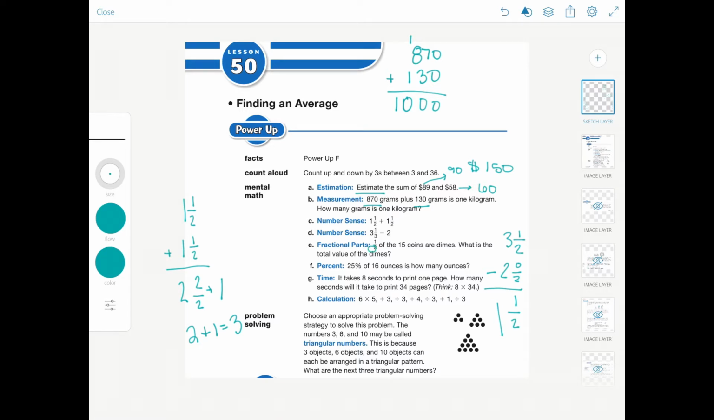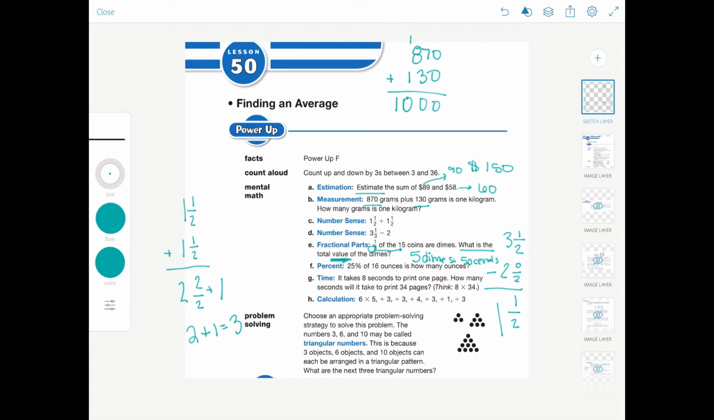All right, 1/3 of the 15 coins are dimes. What's the total value of dimes? We have to divide 15 by 3. 15 divided by 3 is 5. Now, it does not ask how many dimes you have. It asks what's the total value of dimes. So we have to think 10 cents is 1 dime. So 5 dimes would be 50 cents.